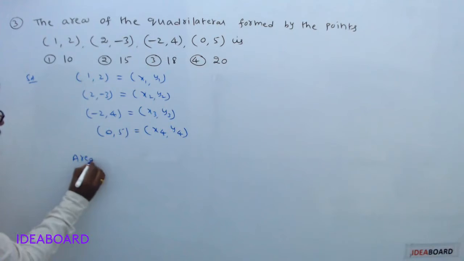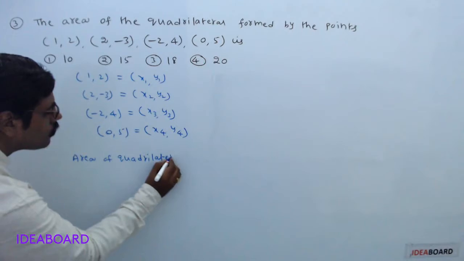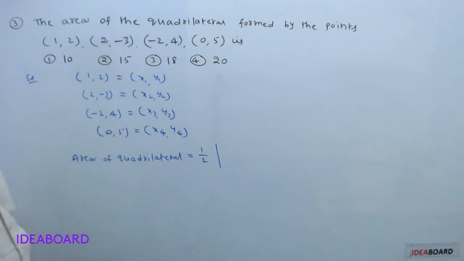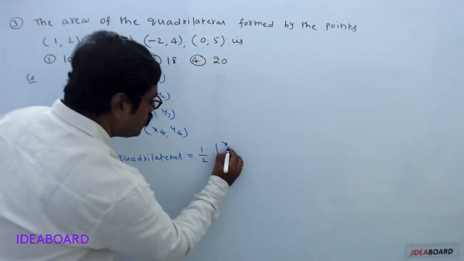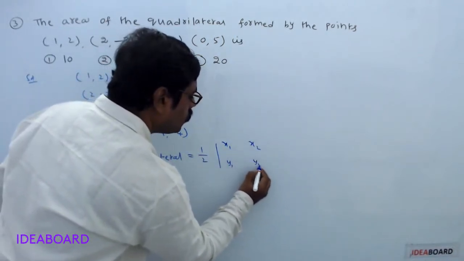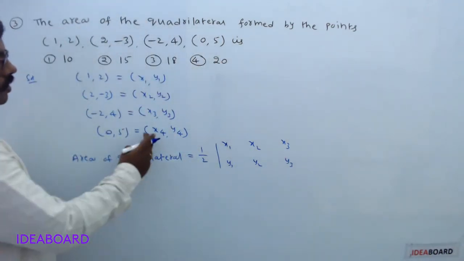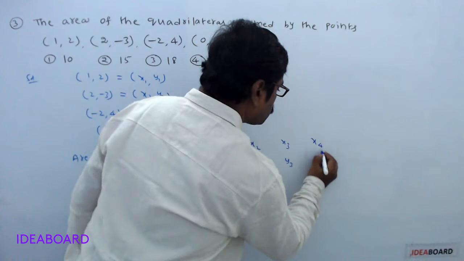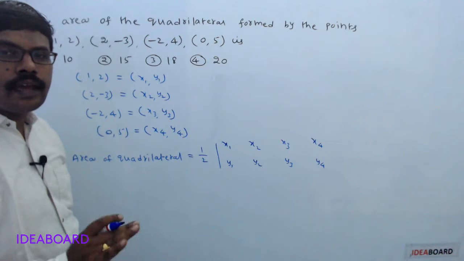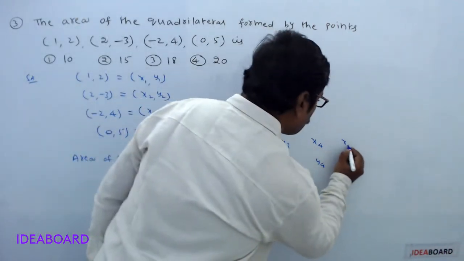So area of quadrilateral equals half modulus of first point coordinates x1, y1. Second point coordinates x2, y2. Third point coordinates x3, y3. Then fourth point coordinates x4, y4. If all 4 points are over, then again you write down the first point coordinates. What are the first point coordinates? x1, y1.